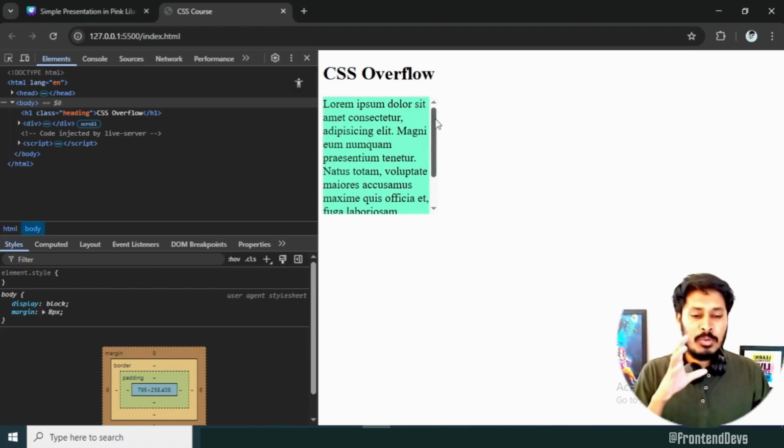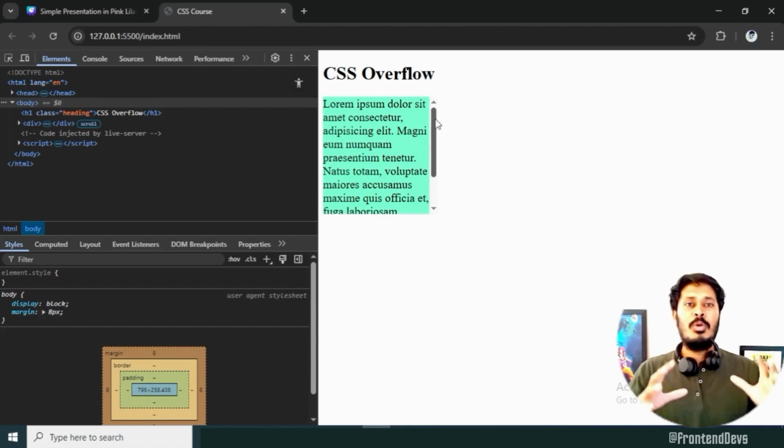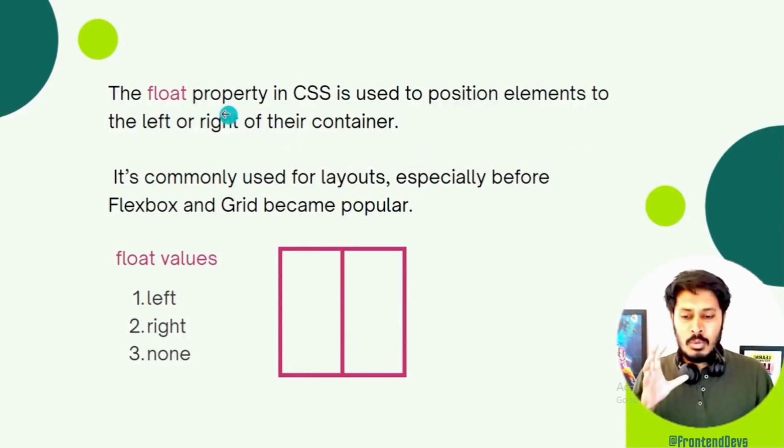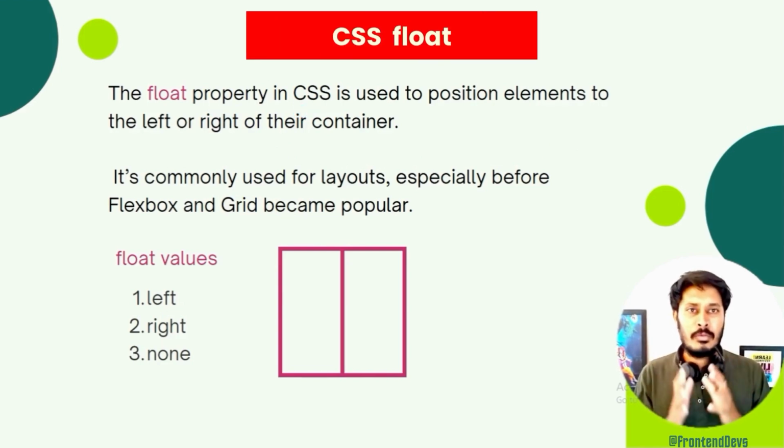If you want to scroll for only one axis, then we have the overflow-x and overflow-y properties. Hope you are clear with what overflow is, what the different properties for it are, and how to use them. After understanding the overflow property, now let's move to the next property, and that is float.